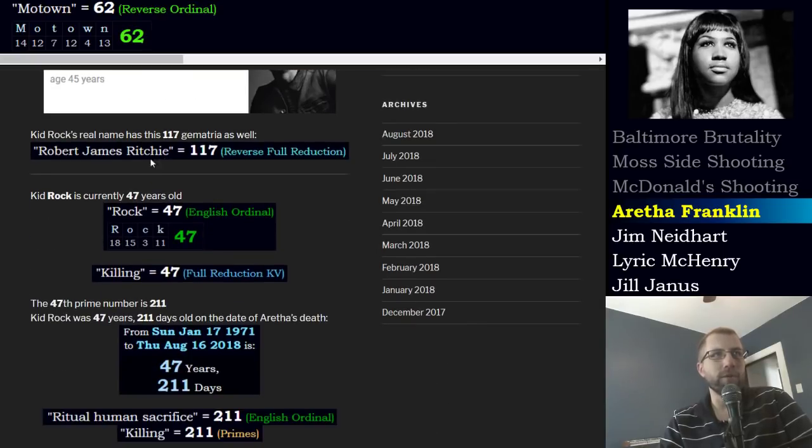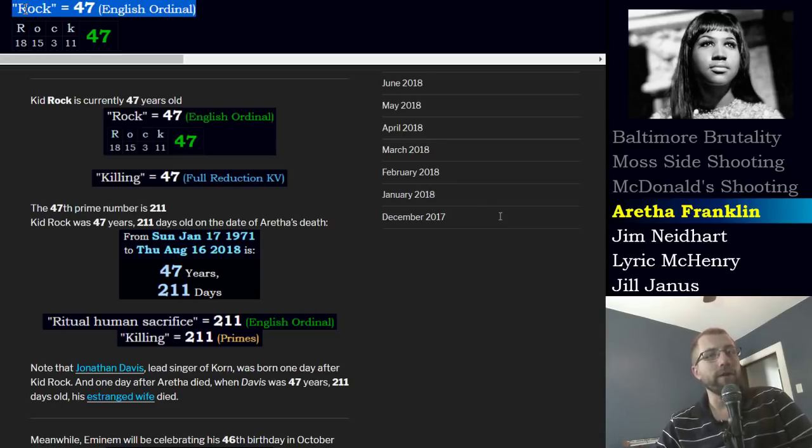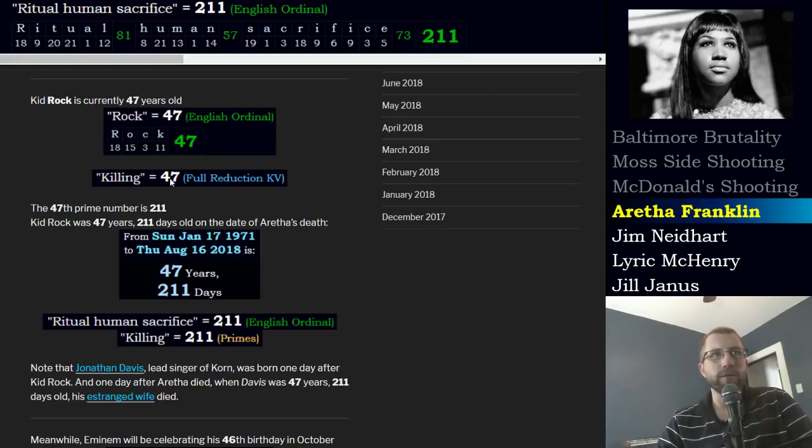Kid Rock also with this number stamped into his real name. The word rock equals 47, alphabetic order. Kid Rock is currently 47 years old. And if you measure from his 47th birthday to the death of Aretha, you get 211 days. Think about how killing equals 47 in reduction with the K exception.